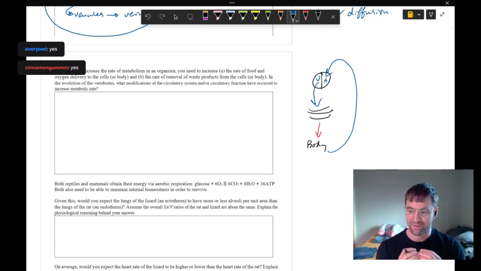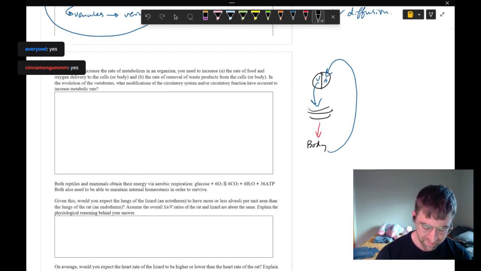That little heart has to produce a lot of pressure to push the blood through that entire circuit. And basically, the blood pressure is basically zero as you get furthest away from the heart. It's not terribly efficient, right? It's very direct, but it's not terribly efficient.